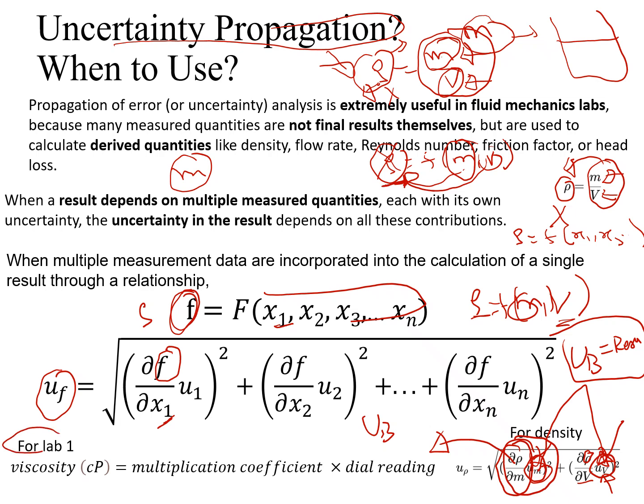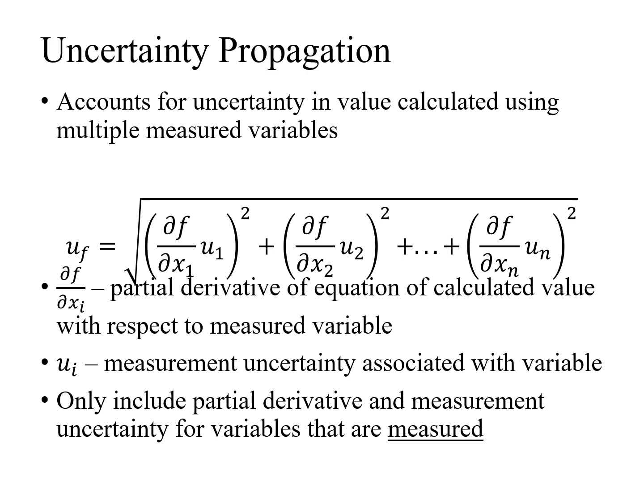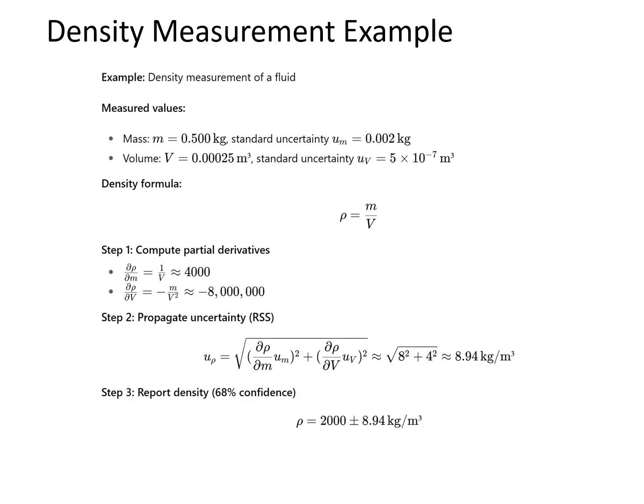And another for lab 1: you have viscosity equals multiplication coefficient and dilating. So again, here we are not measuring viscosity directly; it is a function of these two variables. So you could do the same thing for calculating the viscosity and the uncertainty associated with it. Again, you are calculating B type uncertainty associated with the viscosity measurement based on this formula. This is the general formula for propagation of uncertainty, and it is very relevant to lab 1 as well.